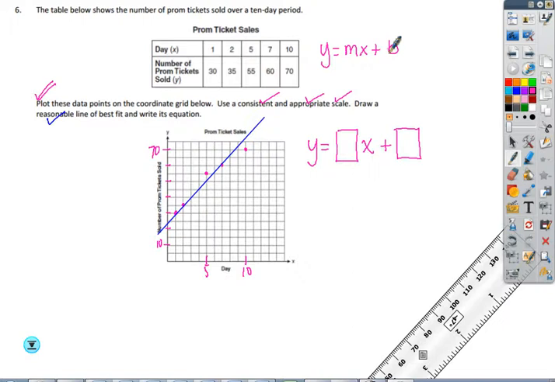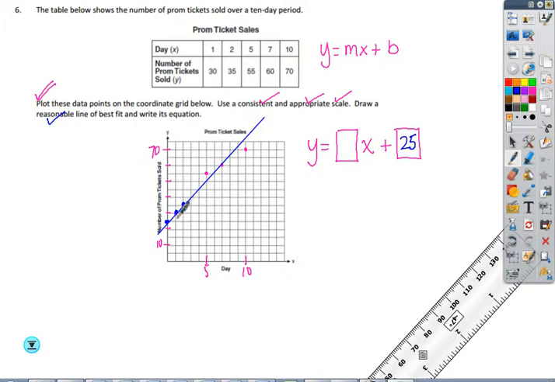So I was really smart about this. I made sure that I hit these two points, so I can use these points for my slope. I also hit this point right here on the y-axis. So this point is approximately 10, 20, 25. I know right off the bat my y-intercept is 25. Now I just have to figure out what my slope is using any 2 points on the line.